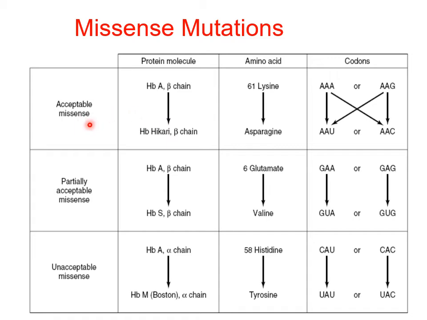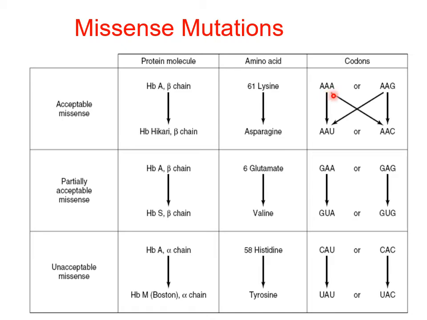This can be best understood with this example. Adult hemoglobin of the beta chain has, at the 61 position, a lysine, whereas in another hemoglobin called hemoglobin Hikari, which is present in certain Japanese people, in this position instead of lysine we have asparagine. Whereas at the molecular level, if you see, the change is in the third nucleotide of the codon.